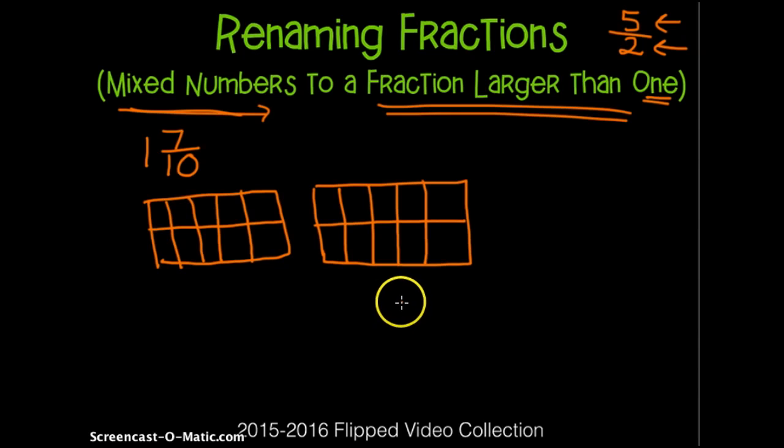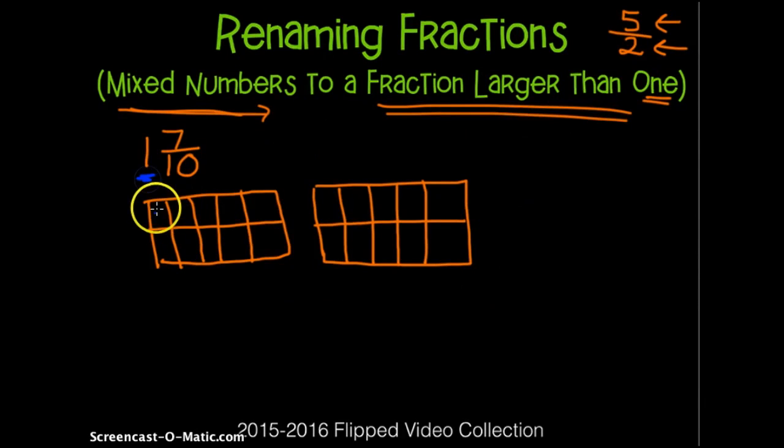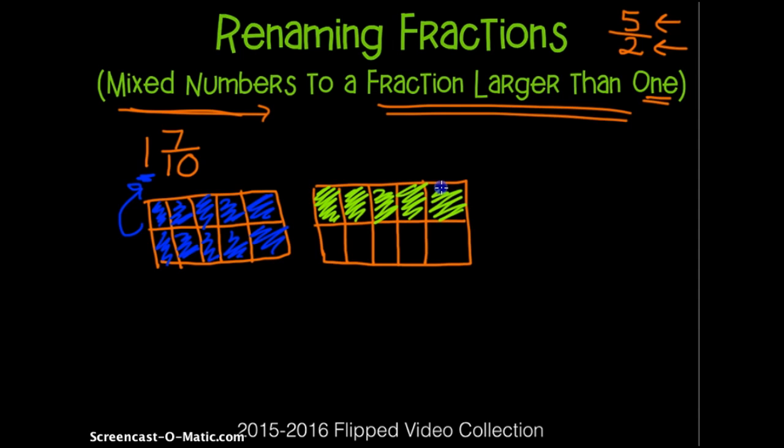Okay, so same process as last time. Step 1 is to shade in your fraction. I know that I'm shading in one whole of these, so all of these are going to be shaded to reflect that whole number that we see right there. Then the leftover 7/10, I just need to shade in 7 of these pieces. So this represents 7/10.